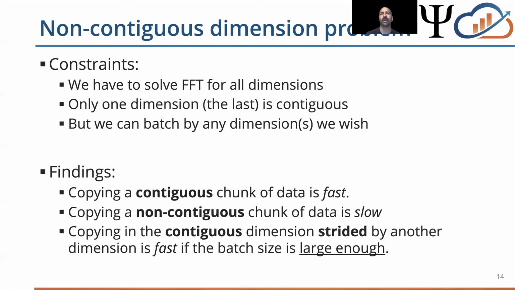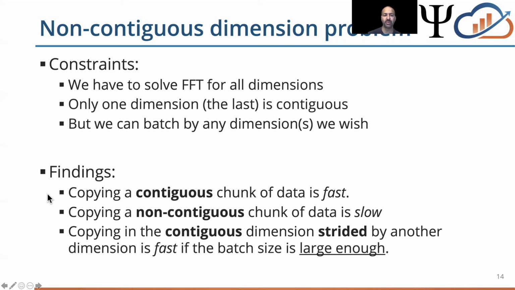Next, we need to talk about how we choose the dimension to send across the wire. Our constraints are that we have to solve FFT in all dimensions, and that only one of the dimensions, the last one in the C ordering, is contiguous. However, we can batch by any dimension we wish. So while the Z dimension is contiguous, we can batch by Y or X when we're trying to solve any of those different FFT pencils.